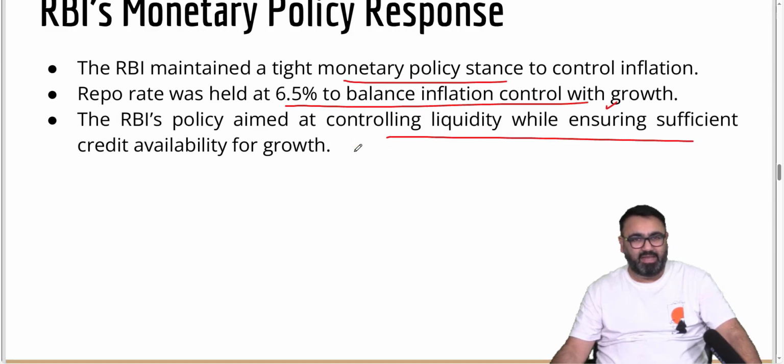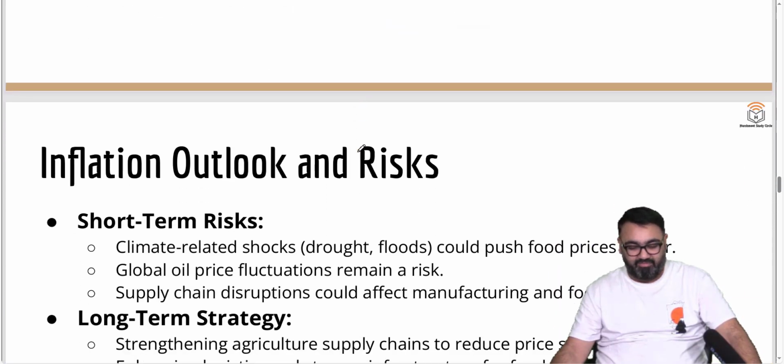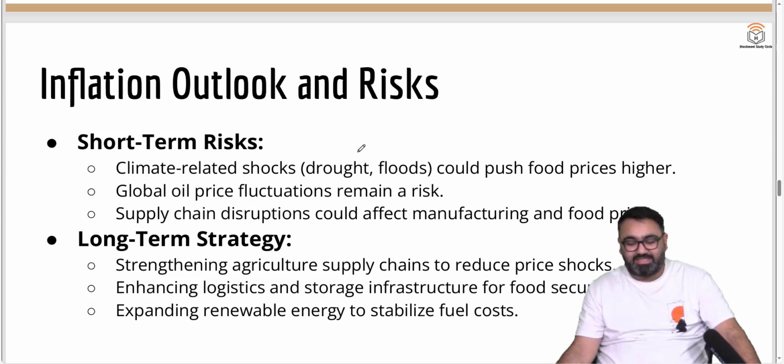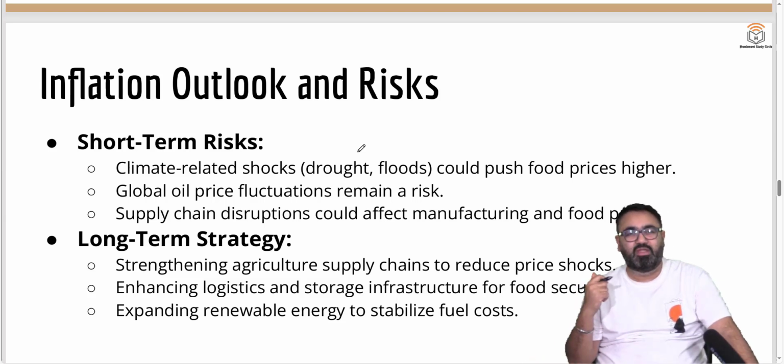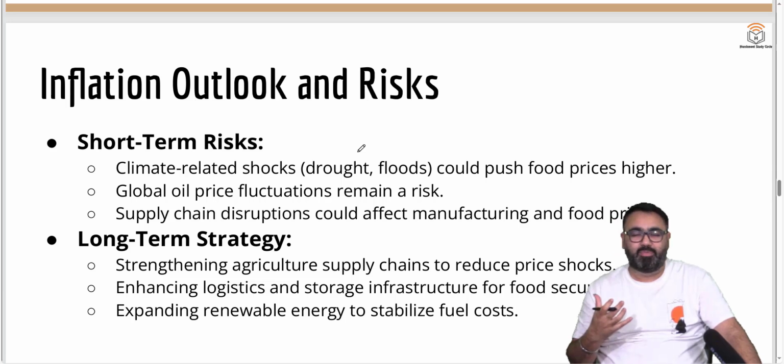So RBI tried to maintain a balance between growth and inflation, because the problem is if RBI takes out too much money from the market, then also it's a problem, because when people don't have money, they won't be able to invest, there won't be any growth in the market. So when RBI decides any specific repo rate or any other policy measure, they have to find a balance between inflation and maintaining growth as well. So they're doing a tricky job here.